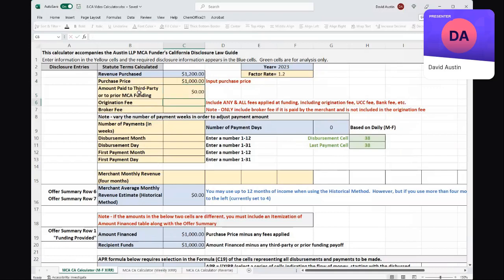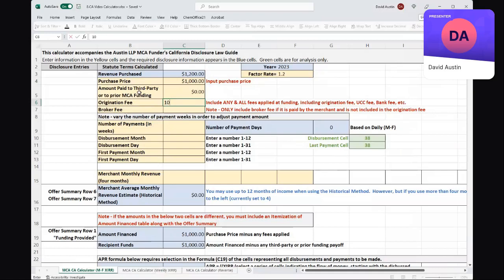The origination fee, the term in the statute, is somewhat misleading. In your contracts, the origination fee is usually just one fee. But in the statute, the origination fee must include every fee that the merchant pays. For example, a UCC fee, a bank fee, etc. Here, let's just put in $10.